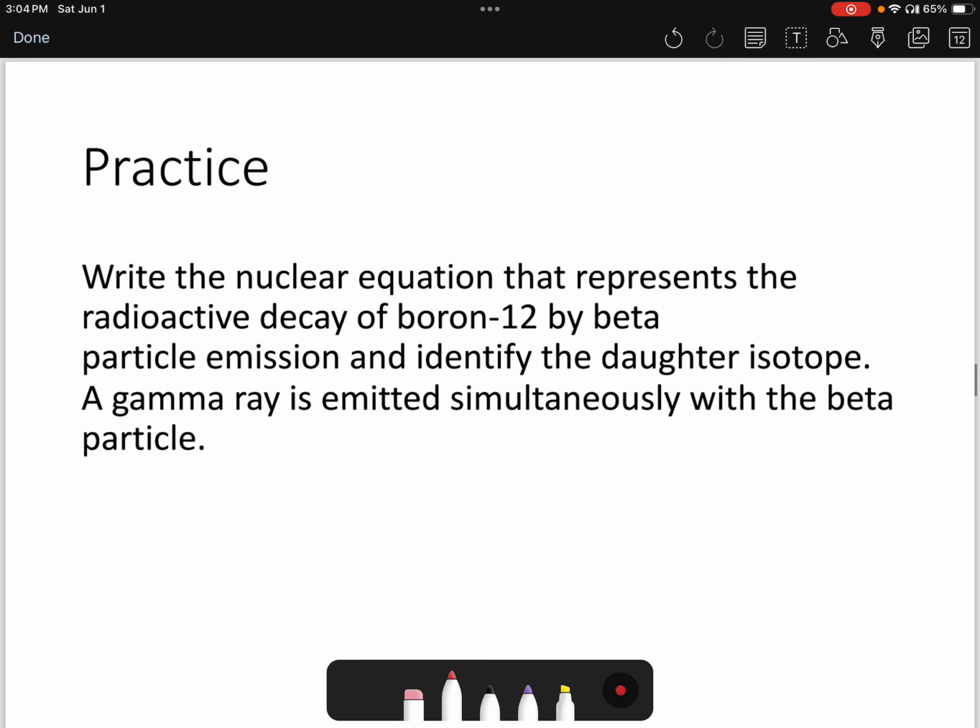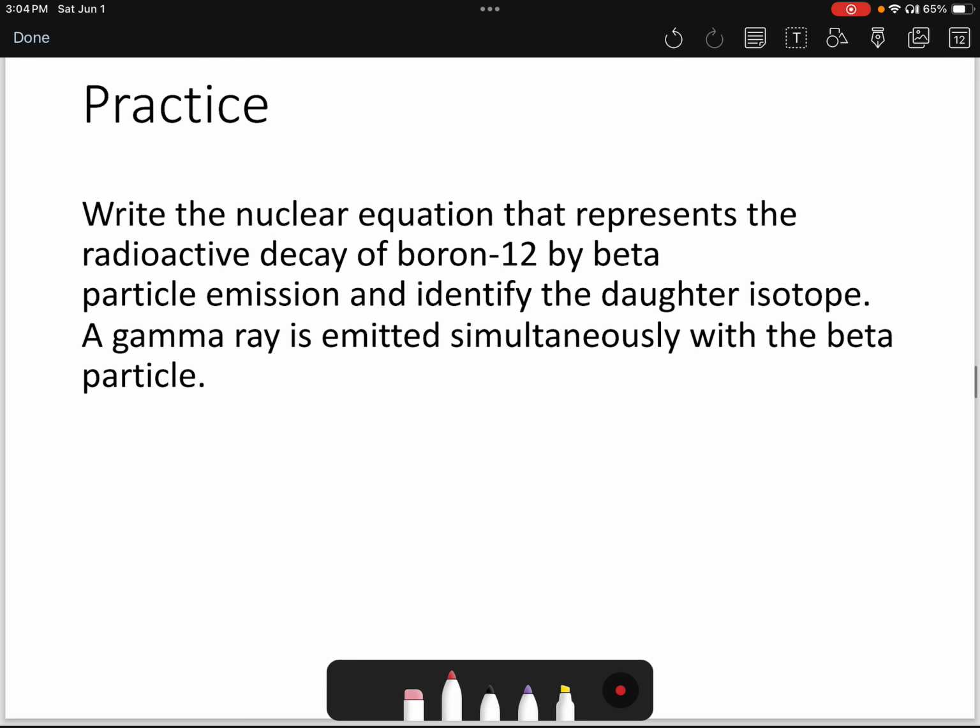All right, so let's practice. Let's write the nuclear equation that represents the radioactive decay of a different isotope, boron-12, by beta particle emission, and we'll identify the daughter isotope. Now, just a note, a gamma ray is also emitted with the beta particle. Okay, so let's do this one together as well. So let's start with boron, which has the symbol B. And what is boron's atomic number? See if you can find its atomic number.